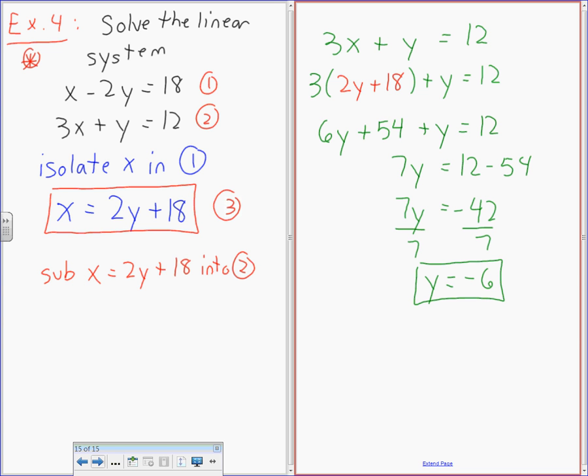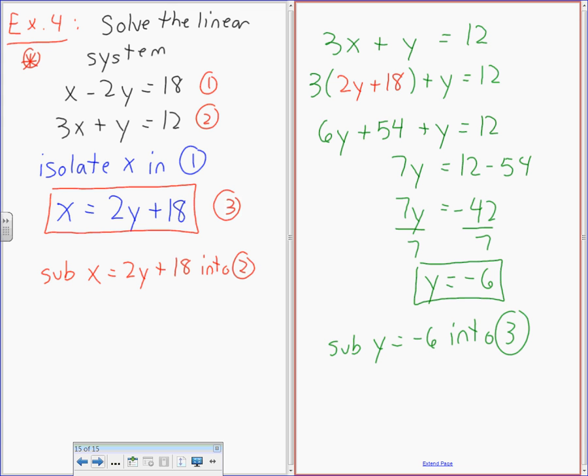Okay, now please be brave and ask if something hasn't flowed well for this question yet, because we're just going to finish it up here in a sec. And then we put y back into the x. This is the equation we're going to choose to sub it into because it already says x equals. You could technically do it into any one, but it's the easiest. So I'm going to sub y equals negative 6 into number 3.